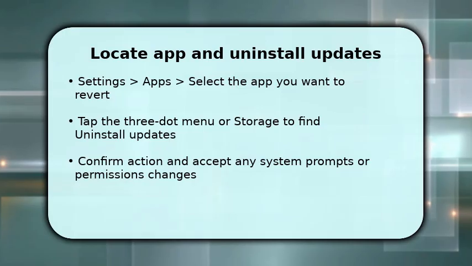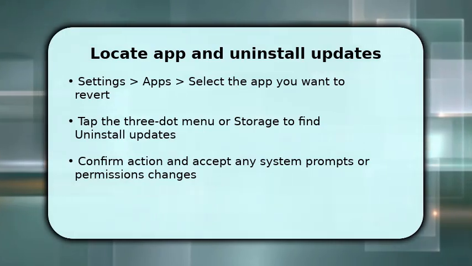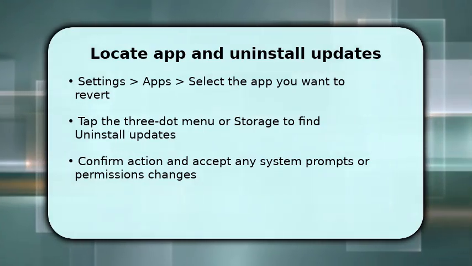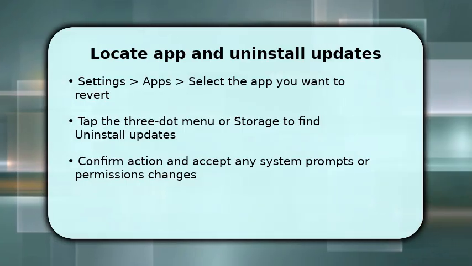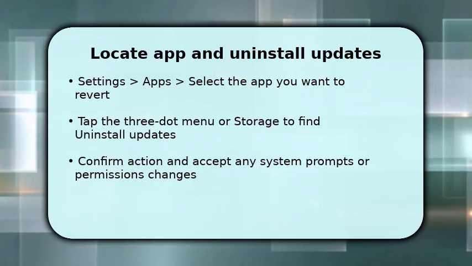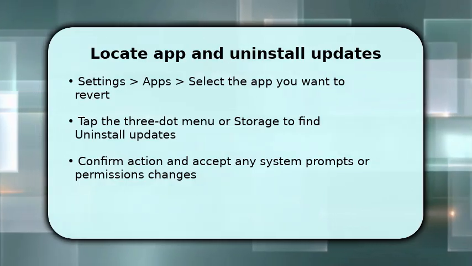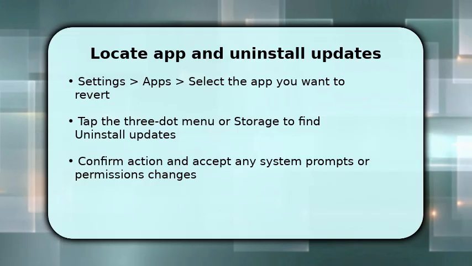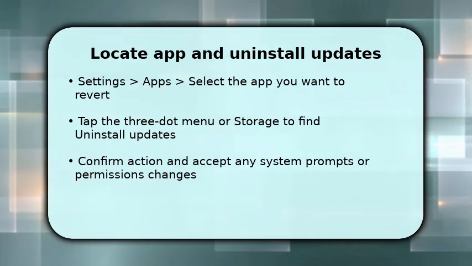Now you act on the app itself. Open Settings, Apps, then find and tap the specific app you want to revert. Look for the 3-dot menu in the top right or the storage entry. There you should see Uninstall Updates or a similar rollback option. Tap it and confirm when the system prompts you. Make sure you read the warning because app settings may change.